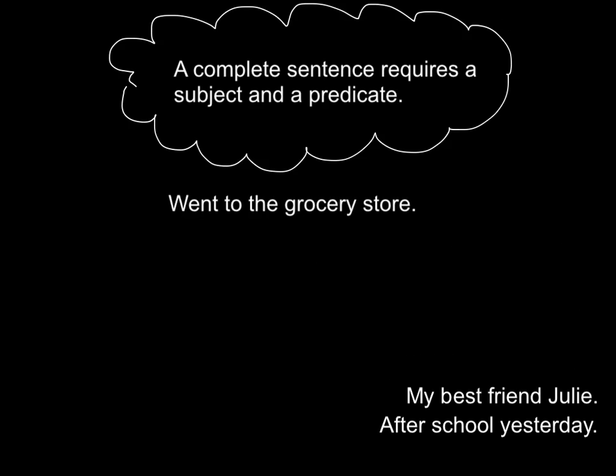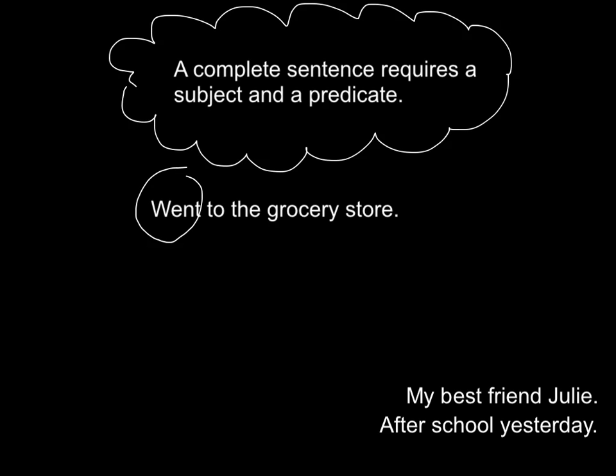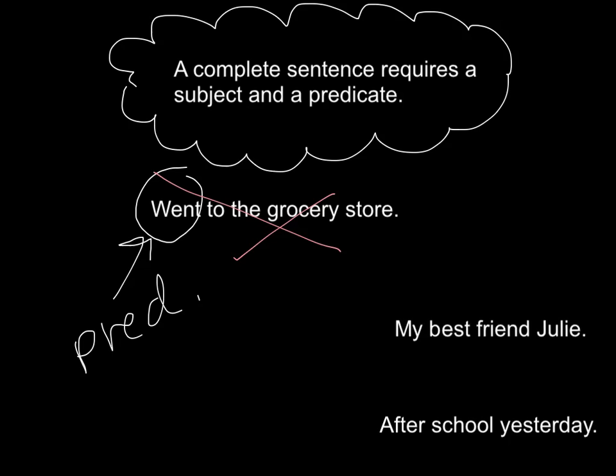So let's look at this phrase. Went to the grocery store. You should ask yourself, is this a complete sentence? The answer is no. Now you need to tell me why. As you can see, we have a verb. We have some action. The word went. This is the simple predicate. But I have no idea who or what went to the grocery store. So this is not a complete sentence.